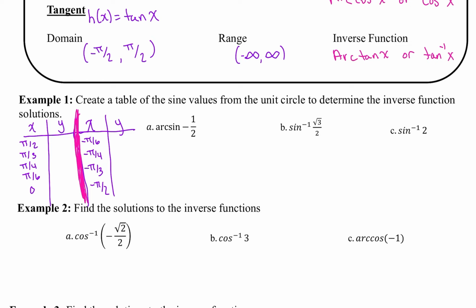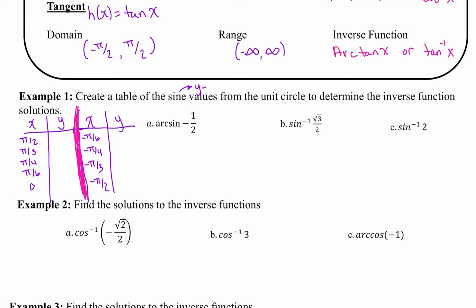So remember, sine is always represented by the y coordinate. So if we have our unit circle, we could look at it and figure out what's going on there, or you can hopefully do it from memory. Hopefully you haven't forgotten it over winter break. We know that the y coordinate at pi over 2 is 1. At pi over 3 it's square root of 3 over 2. At pi over 4 it's square root of 2 over 2. At pi over 6 it's 1 over 2. At 0, the y coordinate is 0.